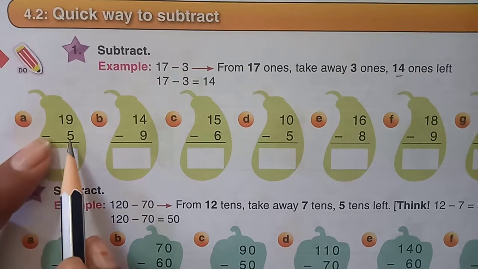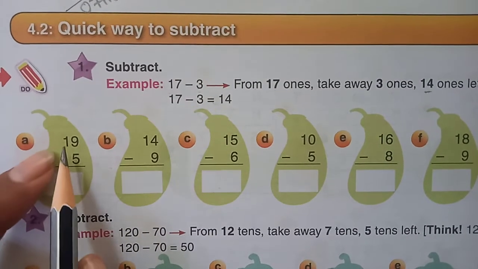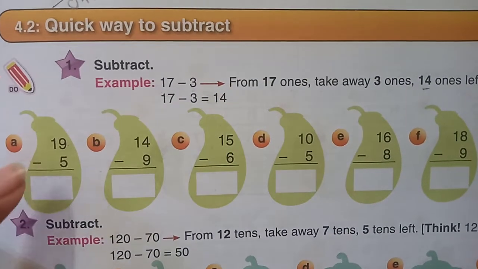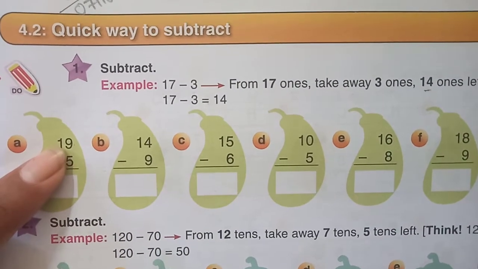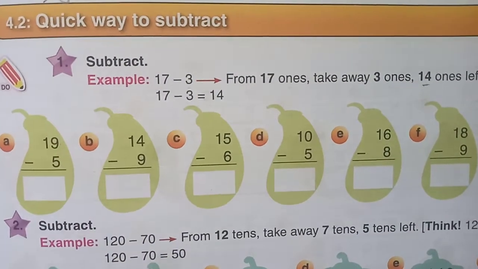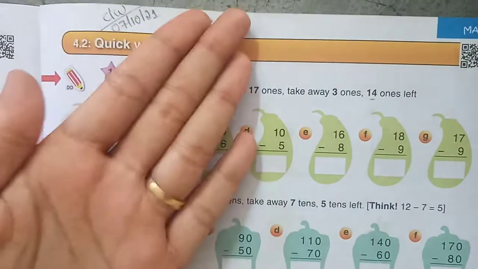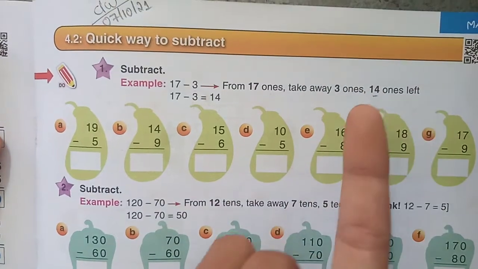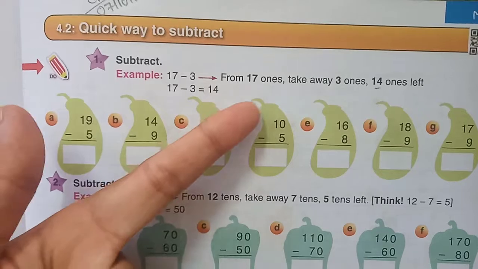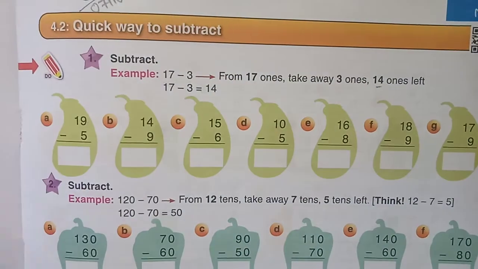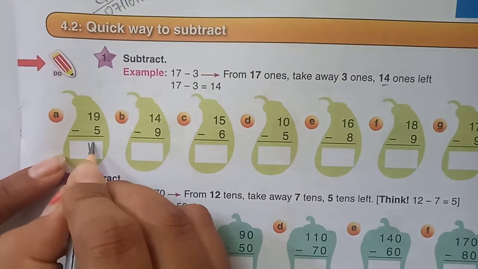Same way. Here, what do we have to do? In 19 ones we have to subtract 5. Children, remember the digit 5, count in a forward direction until 19. After 5: 6, 7, 8, 9, 10, 11, 12, 13, 14, 15, then 16, 17, 18, 19. How many times did we count? We counted 14 times.